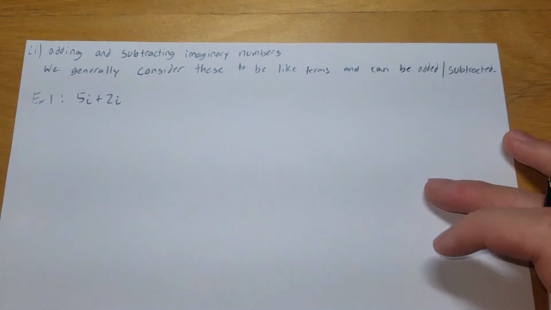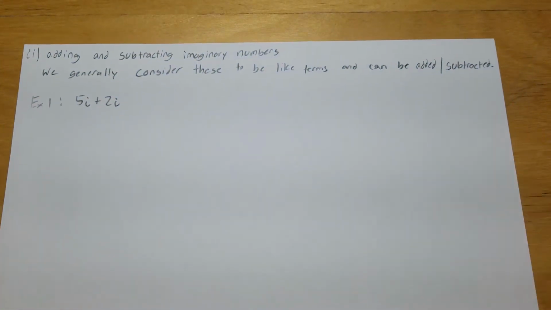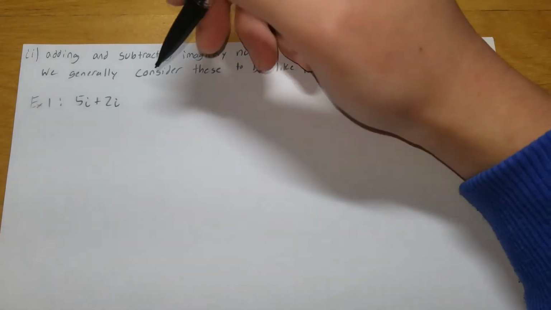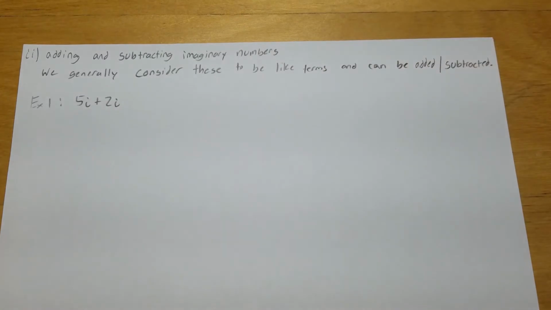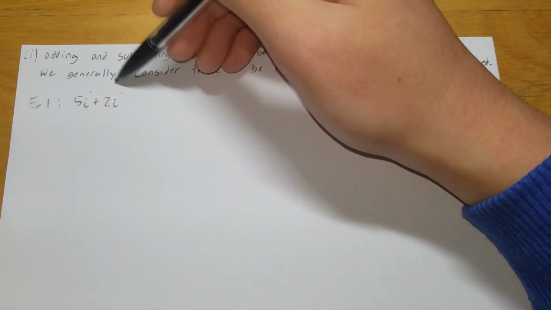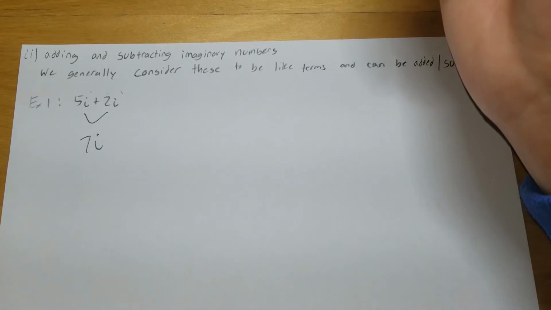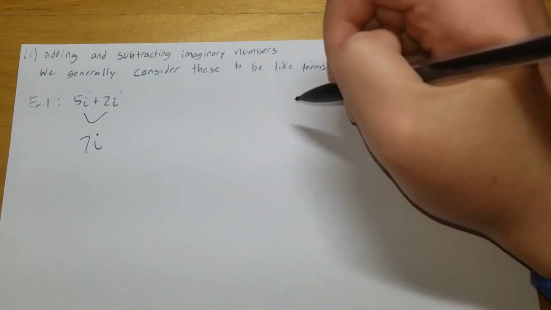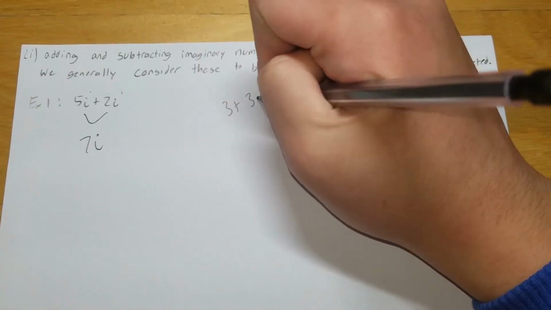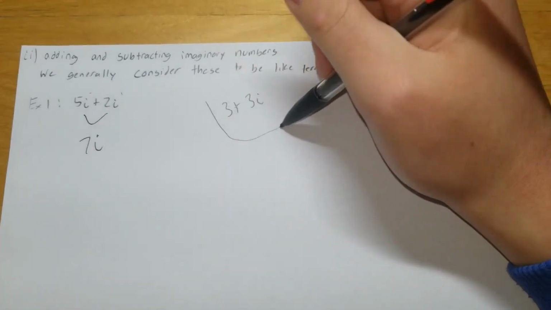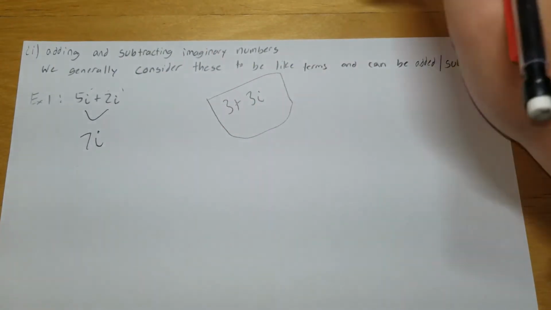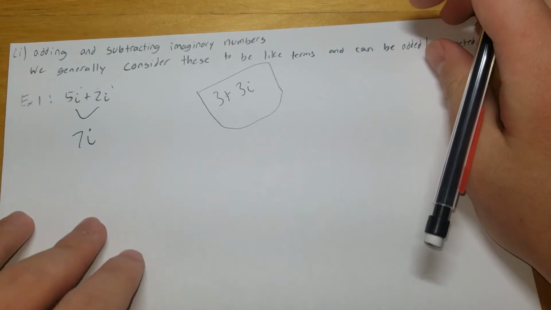Okay, next up we have adding and subtracting imaginary numbers. We generally consider like i terms to be like terms, and they can be added or subtracted. So let's say 5i plus 2i. That would simply be 7i. But if you are adding, let's say, 3 plus 3i, it would not work. You just keep it in this form. Okay? Moving on.